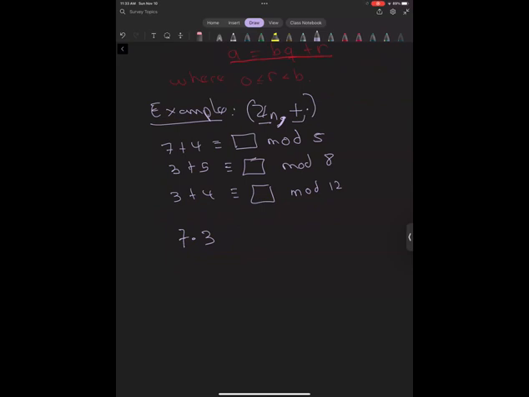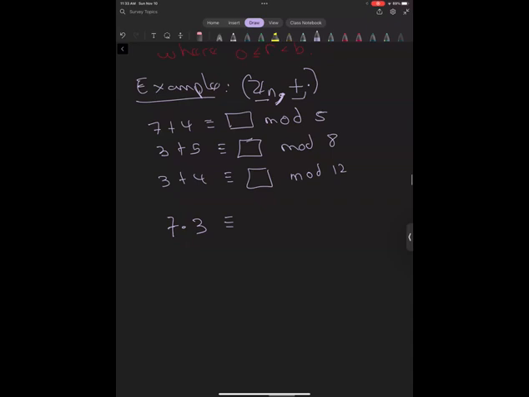But for group theory, you just need one operation to start with. Well, we will see. Let me not go ahead. So then you have 7 times 3 is congruent to something modulo 5, 3 times 5 is congruent to something modulo 8, and 3 times 4 is congruent to something modulo 12. Okay, so you guys tell me.